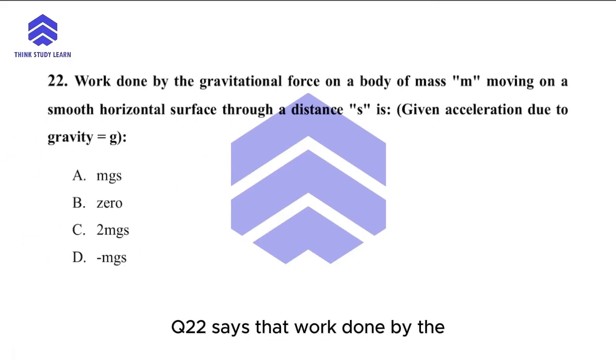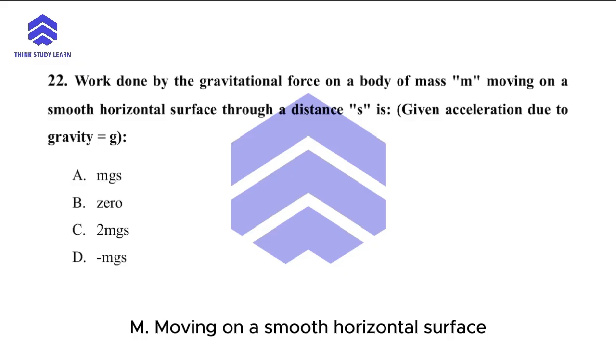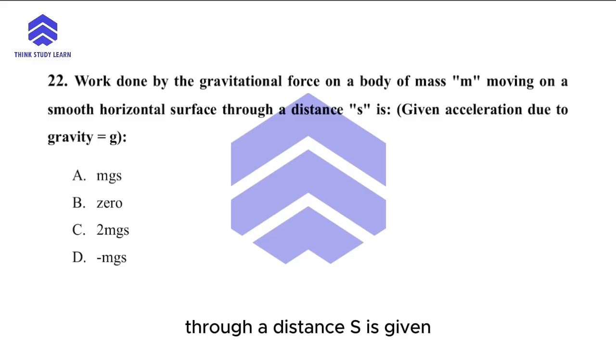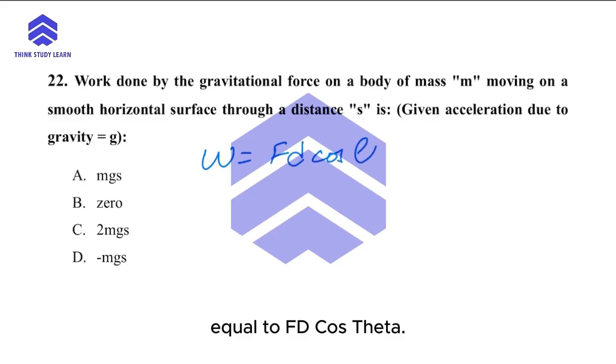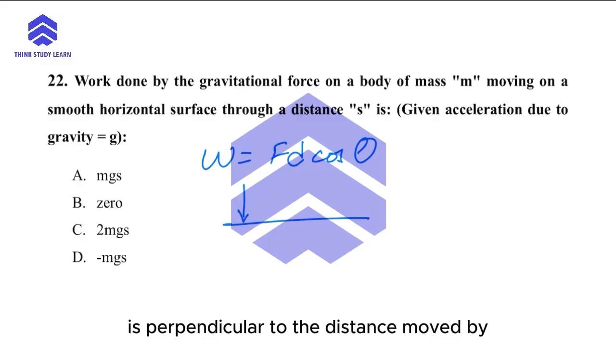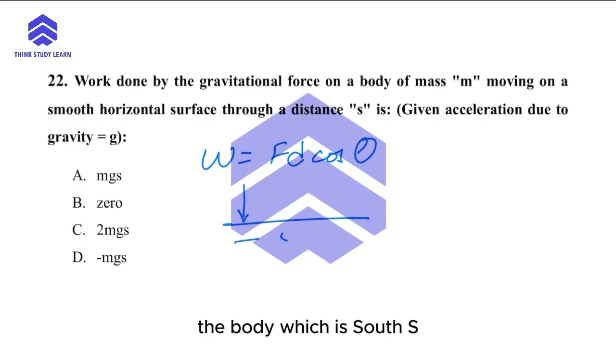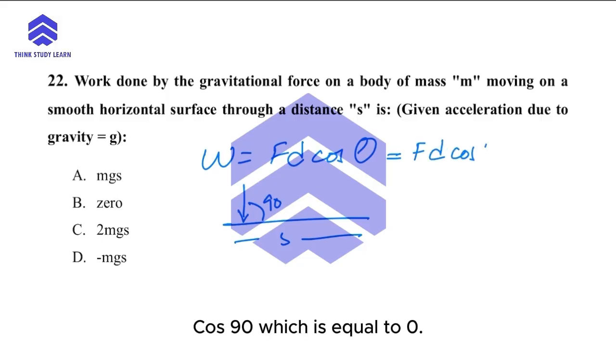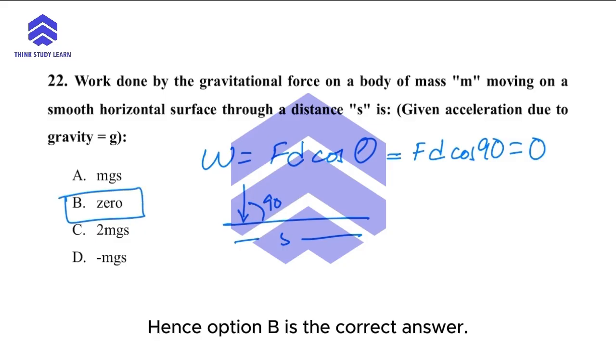Question 22 says that work done by the gravitational force on a body of mass m moving on a smooth horizontal surface through a distance s is given, where acceleration due to gravity is g. We know that the formula of work done is equal to Fd cos theta. Now we know that the gravitational force is perpendicular to the distance moved by the body, which is s. So the work done becomes Fd cos 90, which is equal to 0. Hence option B is the correct answer.